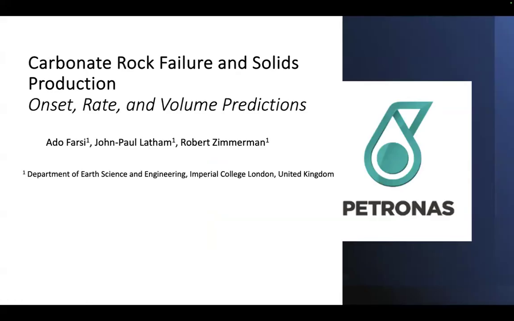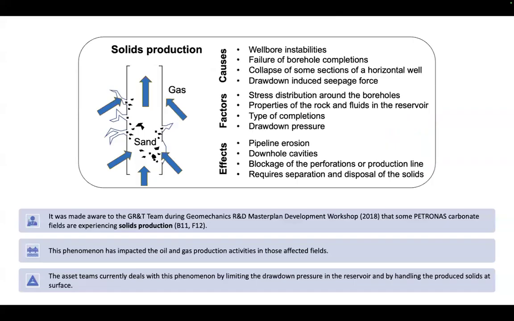titled Carbonate Rock Failure and Solid Production, Onset Rate and Volume Predictions. This research was done in collaboration with PETRONAS, a Malaysian energy company, and with John Paul Latham and Rob Zimmerman from Imperial College London. So let's introduce the topic.